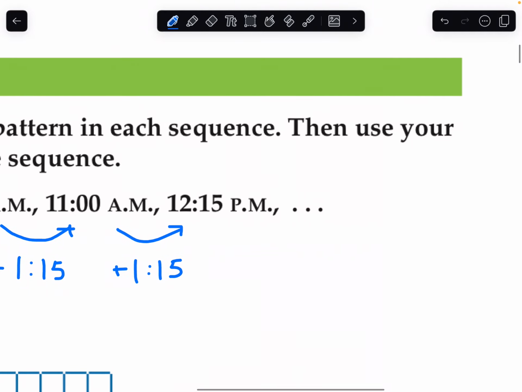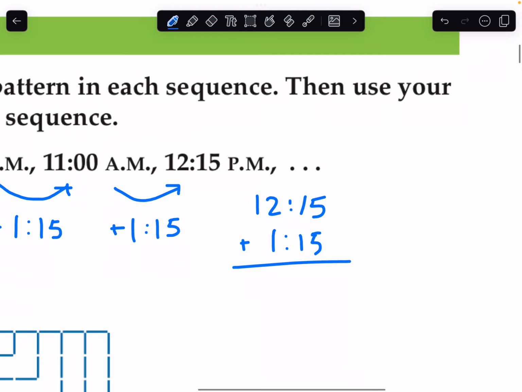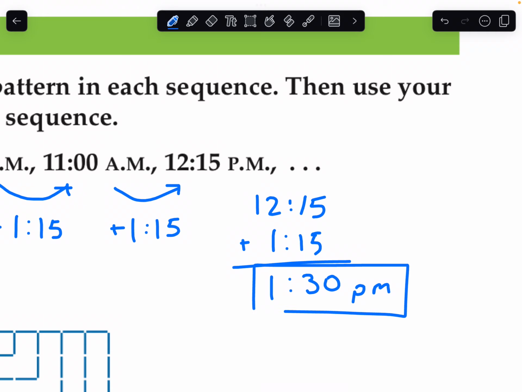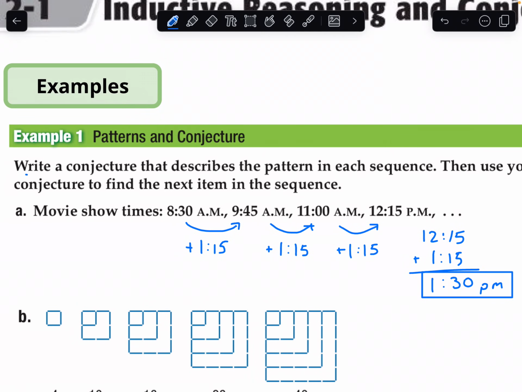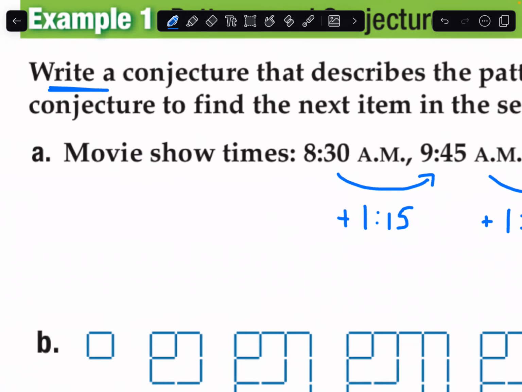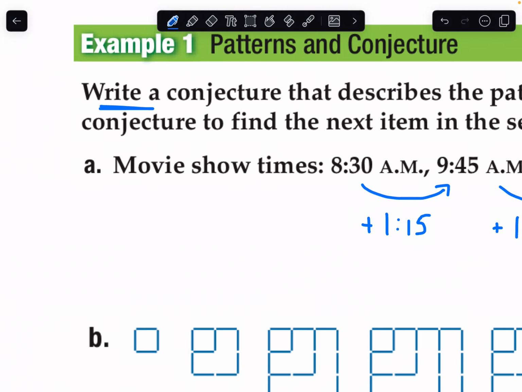So if we were to continue that, 12:15 plus an hour 15 makes for 13:30, also known as 1:30 p.m. So that's the next. I still didn't really write a conjecture here that describes the pattern in each sequence. So let's write a quick sentence here.